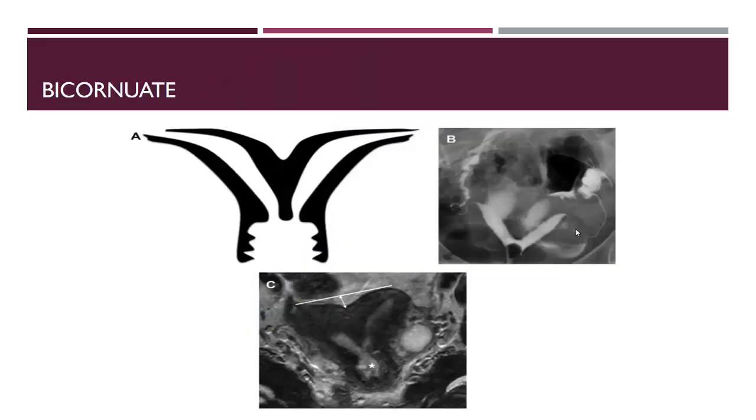Just here, this is a bicornuate uterus. There is indentation more than 1 centimeter. It may be bicornuate bicollis or bicornuate unicollis, according to the cervix. So this is the appearance of a bicornuate uterus, but again from hysterosalpingography I could not identify it.